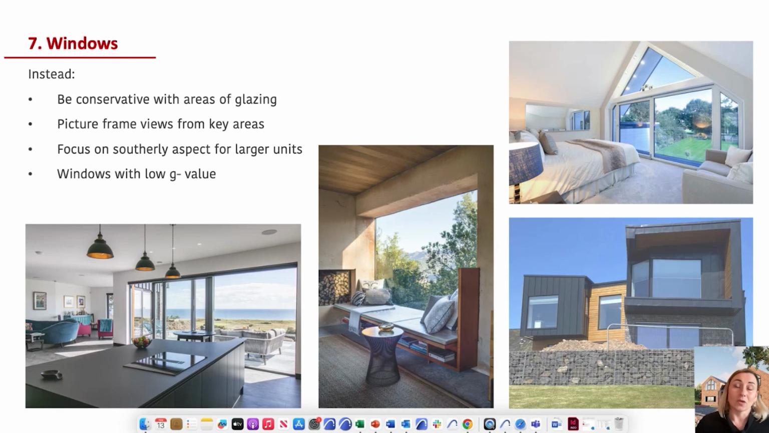So what can you do on the east and west? Obviously, you can use your reveals to place the window deeper into the building. You can extend the walls to help you manage, depending on the angles. But you can also employ features like a picture frame view, to picture frame the views from those windows in those key areas. And going back again to that southerly position, you want to focus on the southerly aspect for any kind of larger units.